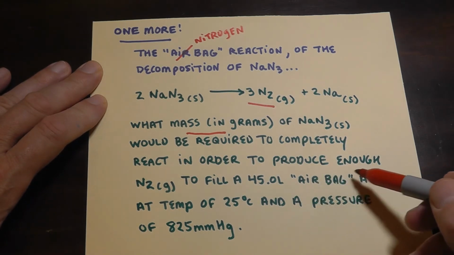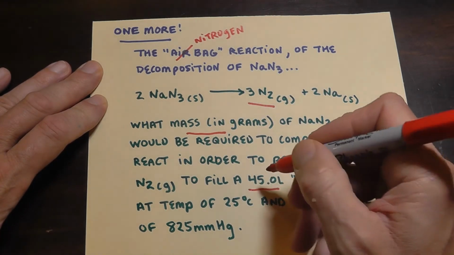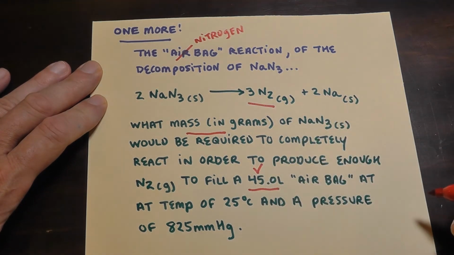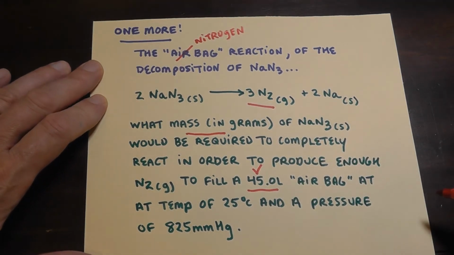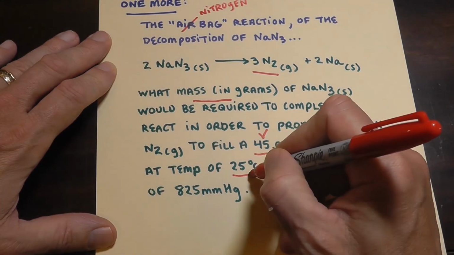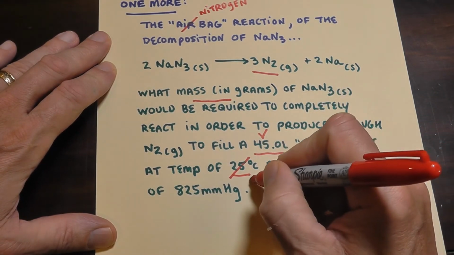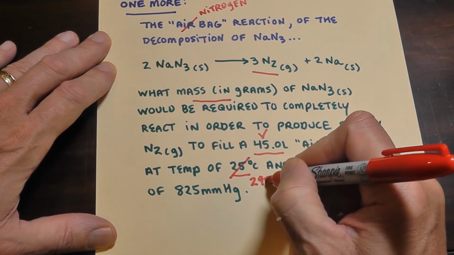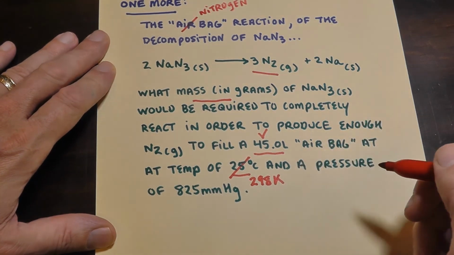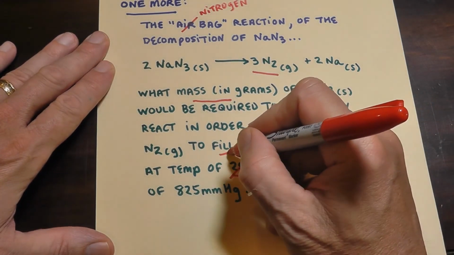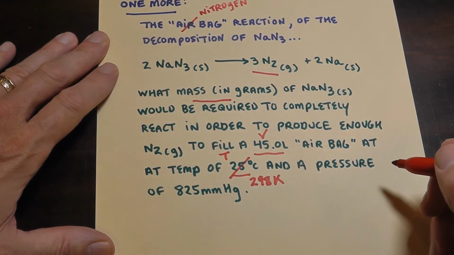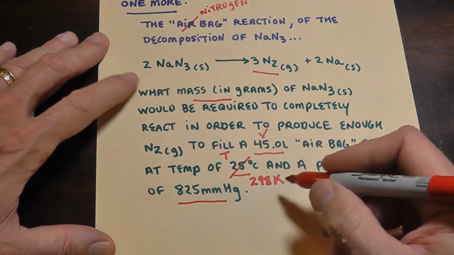So to produce enough nitrogen to fill V, 45 liters, at T, 298 Kelvin. Switch that into Kelvin immediately. So now I got P, I got V, I've got T. This is very much like the last one.